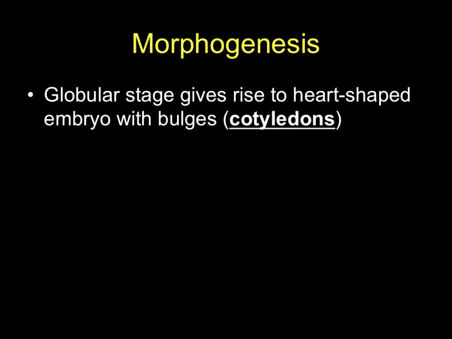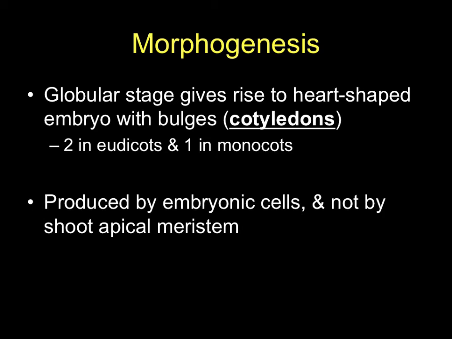Again, our globular stage, and when you think globular, you're thinking solid ball of cells all the way back, super early in development. This is also where the cotyledons are produced. Cotyledons, remember, are the seed leaves. They're the very first leaves this plant will ever have once it gets out of its seed. In dicots, dicot actually means two cotyledons. Monocot means one cotyledon.